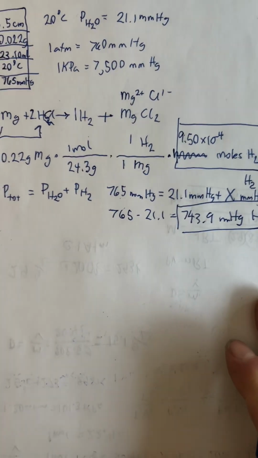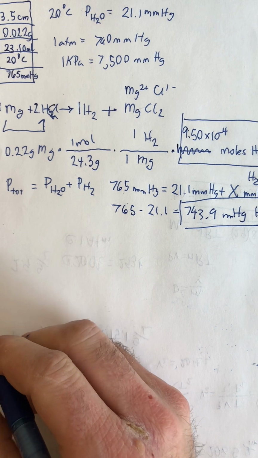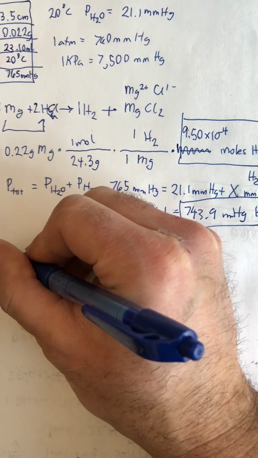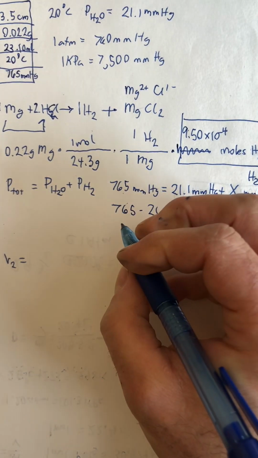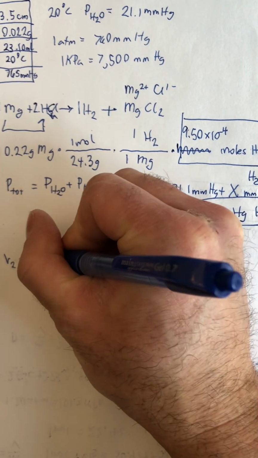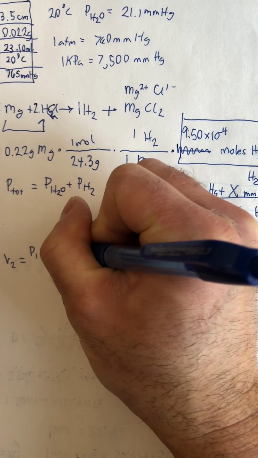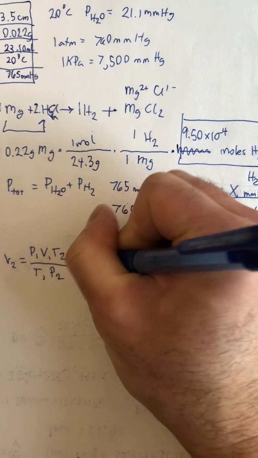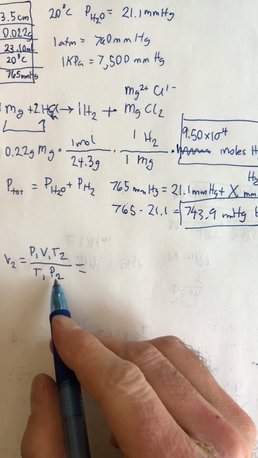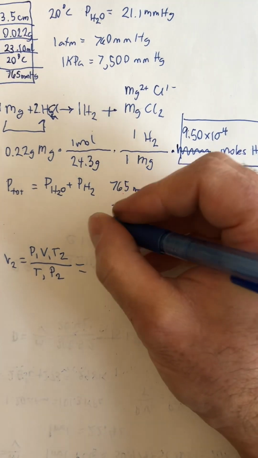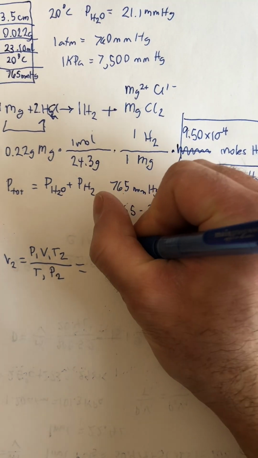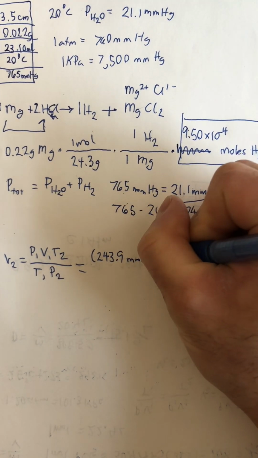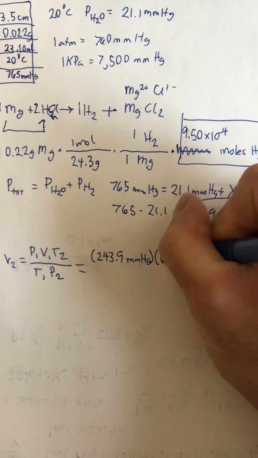In C, use the combined gas law to find the volume the gas will occupy at standard conditions. So we've derived this a bunch of times. I'm just going to write down the way that we use it because we're looking for a new volume here. It's P1 V1 T2 over T1 P2 to solve for the new volume. And because everything is in millimeters of mercury, we don't really need to convert any of that because it will just cancel out.